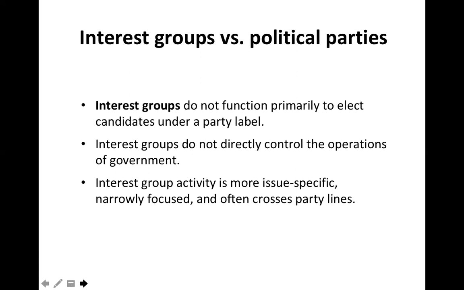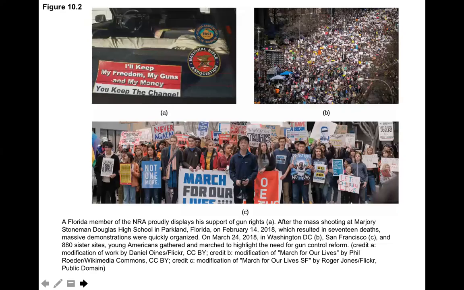So interest groups do not function primarily to elect candidates under a party label. They're not a political party. They are specific groups regarding specific narrow issues that often cross party lines. Interest groups do not directly control the operations of government. They're just off on the side, and they're trying to get things done.